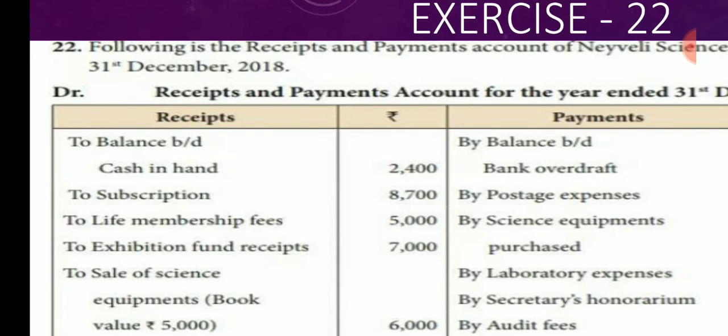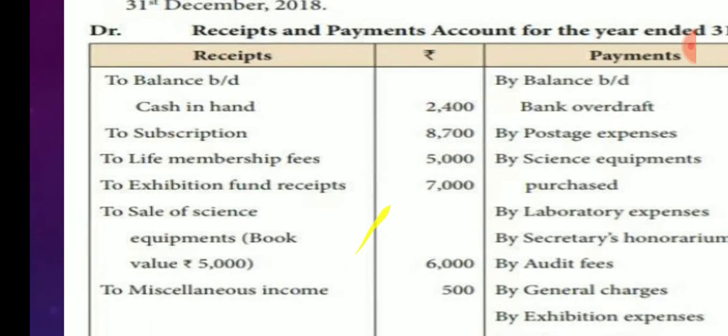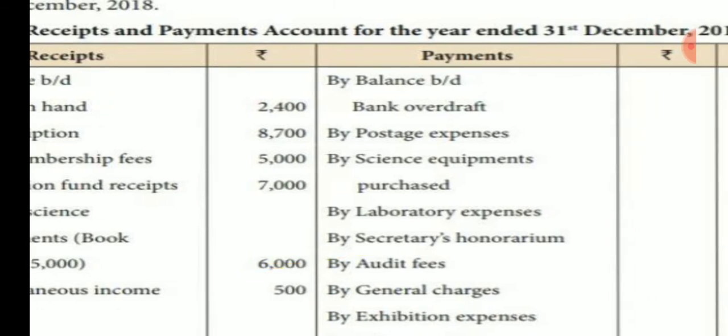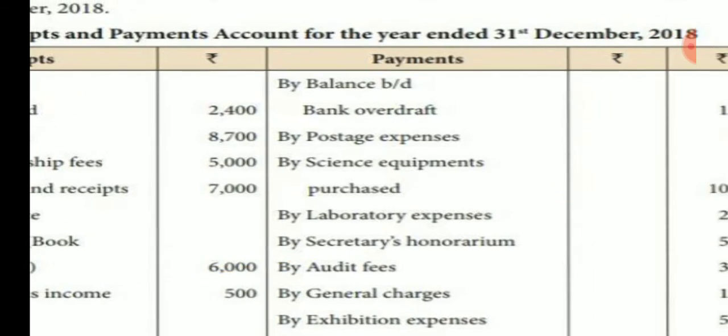To subscriptions 8700. To life membership fees 5000. To exhibition fund receipts 7000. To sale of science equipment: the book value is 5000 but the sold price is 6000. To miscellaneous income 500.